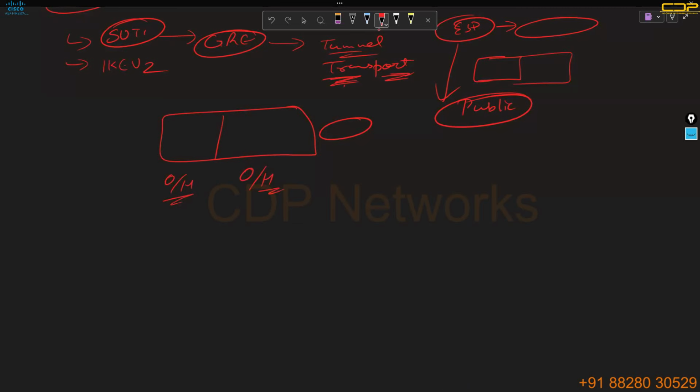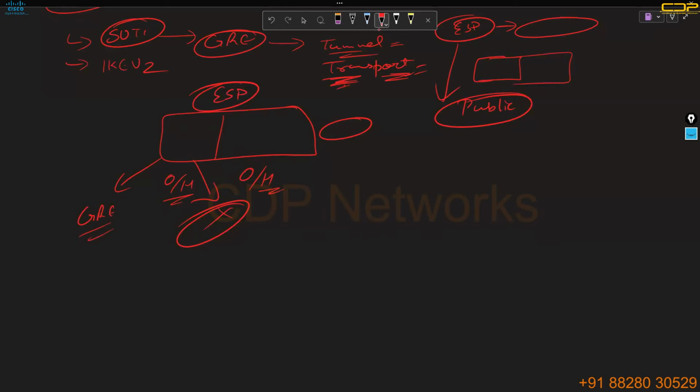We will discuss this in depth. Right now we are just discussing the points. I'm just giving you the overview. If you don't get it, no problem. Whenever there is a duplicacy of outer headers, transport mode will remove one outer header. That will be your GRE's outer header, not the ESP one.